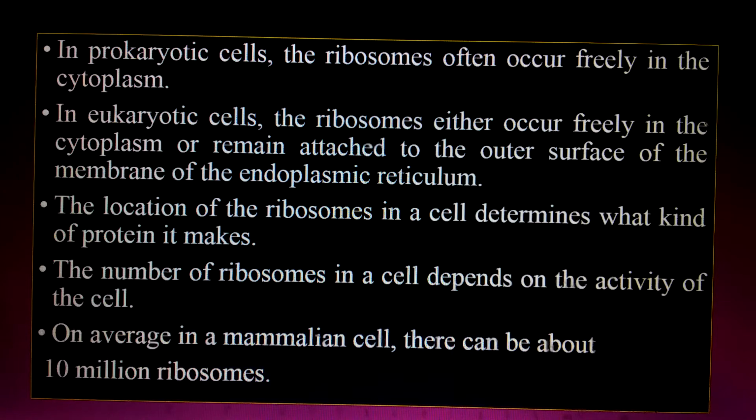Now, the location of the ribosome in a cell determines what kind of protein it makes. First. The second one, the number of ribosomes in a cell depends upon the activity of the cell. What is the number of ribosomes in a cell? Its number depends upon the metabolic activity or the function of the cell. Is it clear? On average, in a mammalian cell, there can be about 10 million ribosomes. It means high metabolic activity cells have a higher number of ribosomes. Is it clear?